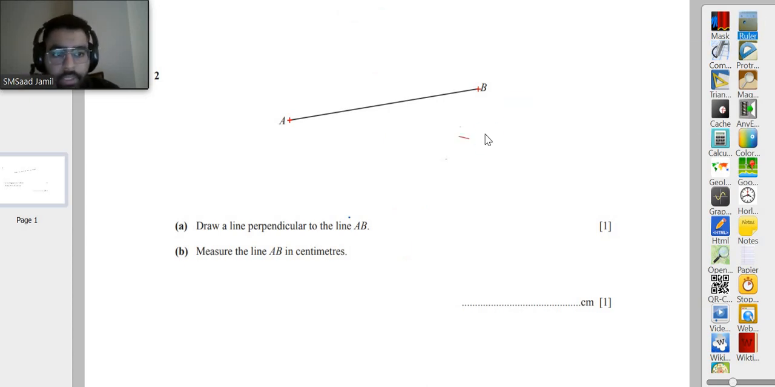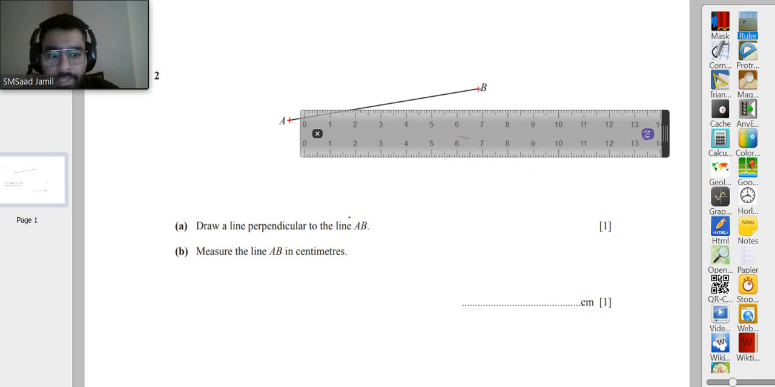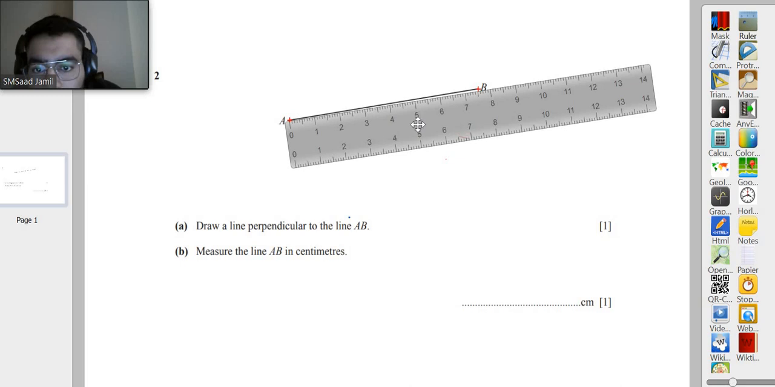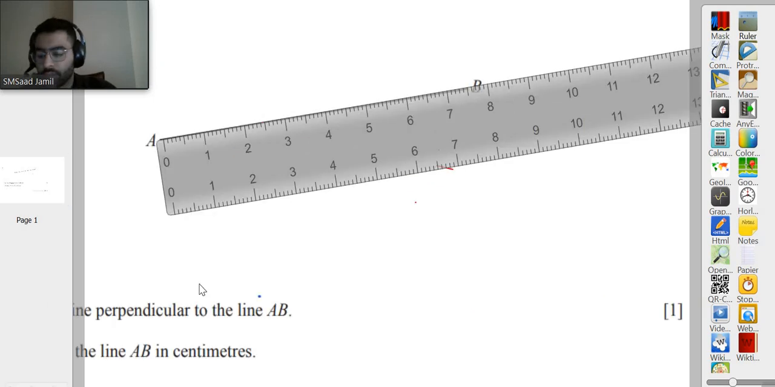Moving on, it says measure the line AB in centimeters. You will open a ruler and then you will measure it using the ruler. So you place the ruler like this, starting from this point, and then you will measure how much it is. So when I place the ruler, it's roughly 7.4, 7.5. So that's how you will do question 2 part B.